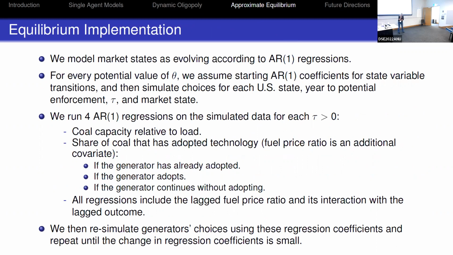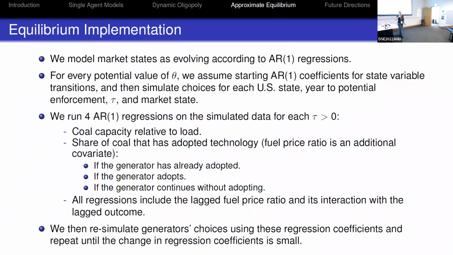Part of the issue here is choosing, I went through oblivious equilibrium and moment-based Markov and said, oh, we just got some fringe distribution. Great, easy. But you've got to choose how you're going to characterize that. I was using the running example of capacity bins, but it could be all sorts of things. And so here we're going to think of these market states as evolving over time according to AR1 regressions.